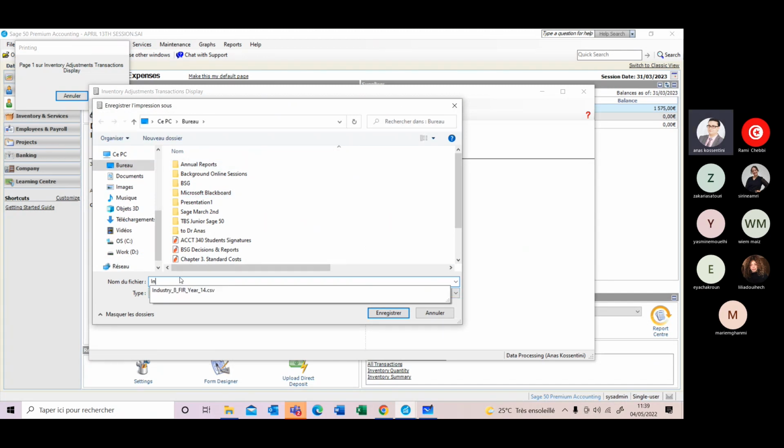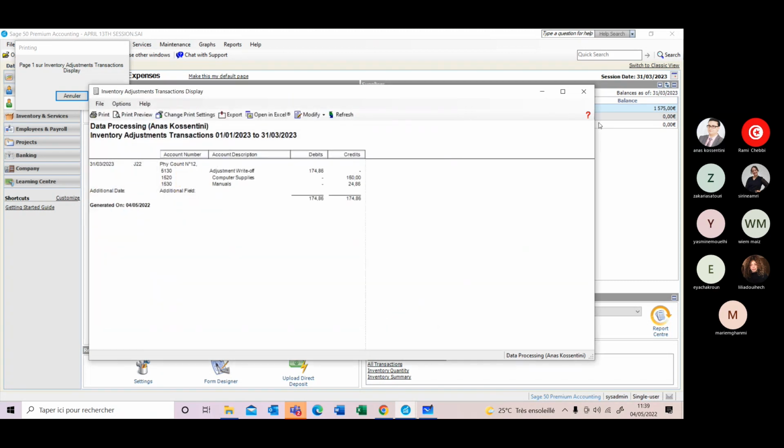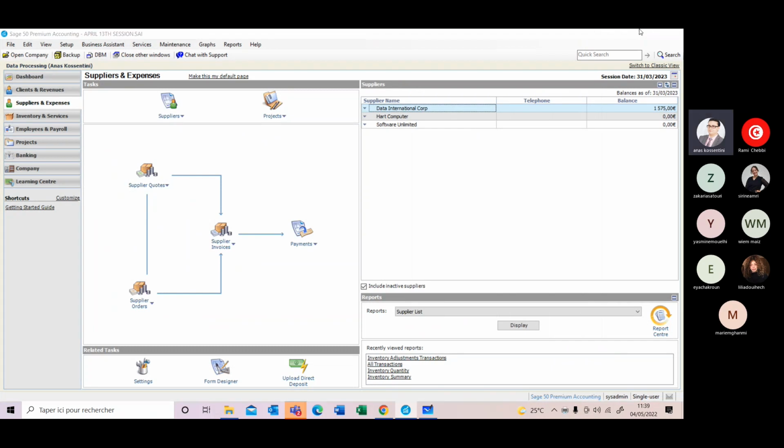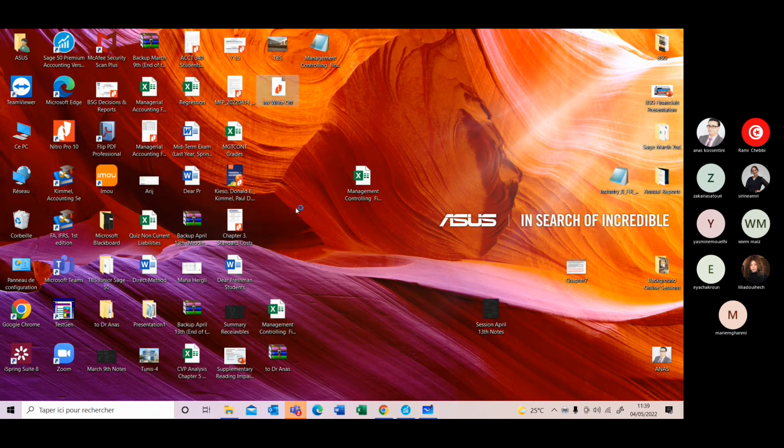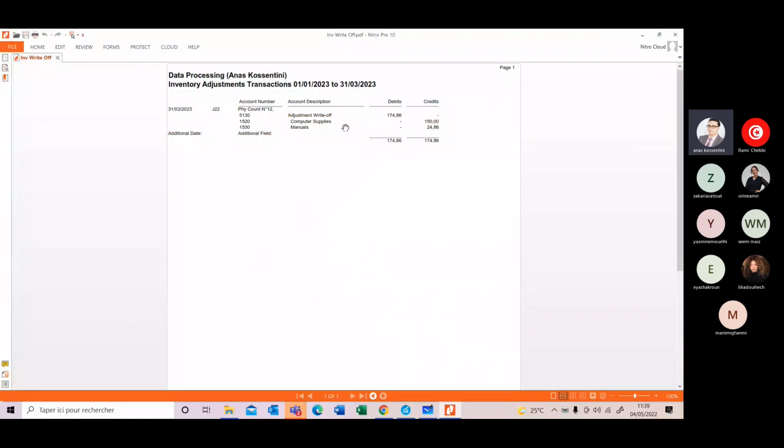Let's say inventory write off. I'm just double clicking on the PDF document to show it to you. This is how it looks like.